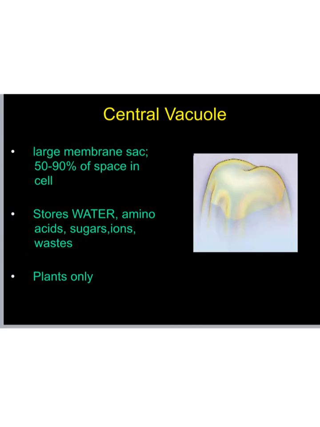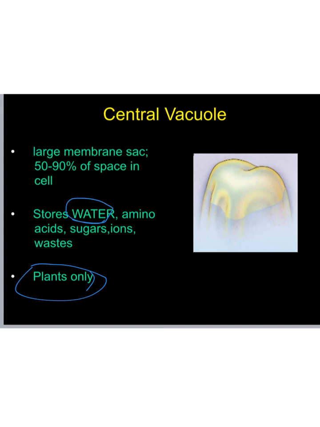The last organelle that I want to talk about, again specific to plants, is the central vacuole. This is a large membrane-bound sac. It is only found in plant cells, so plant cells only. It contains or stores water, amino acids, sugars, ions, and other waste products for the cell. It actually makes up about 50 to 90% of a plant cell. Mostly there is water inside this vacuole.